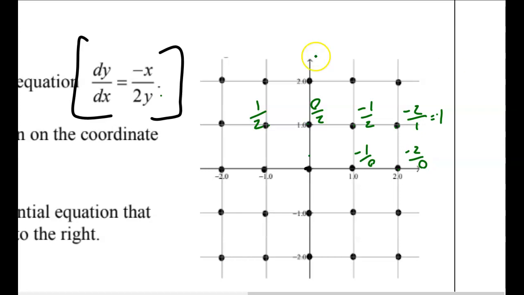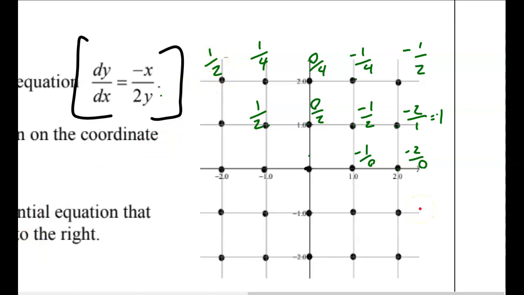Here we're going to get 0 over 4, so still 0. Here, 1 comma 2 is my point, so we'll get negative 1 over 4. Here we will get negative 2 over 4, which is negative 1 half. And we can probably start to see the pattern. So here I'd probably get 1/4, and here I would probably get 1 half.